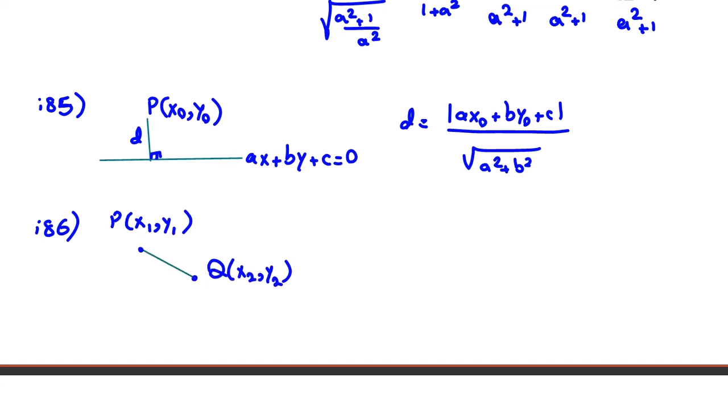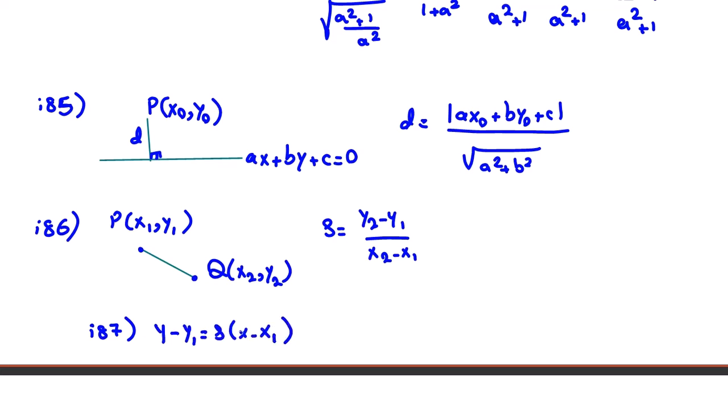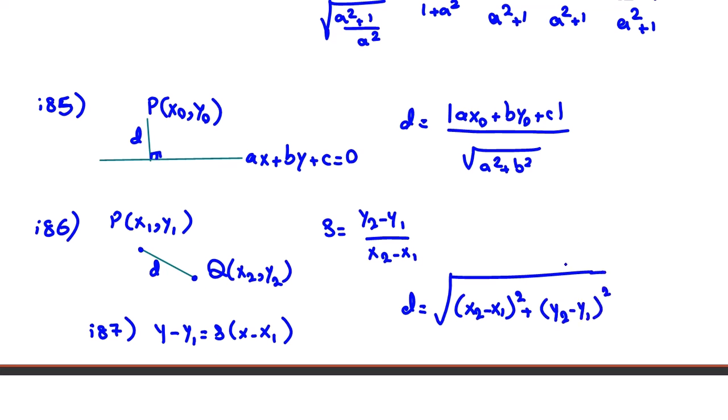If you want to find, at first let me tell you, slope is what? A slope is y2 minus y1 over x2 minus x1. It's idea 86, idea 87. The equation of this line is y minus y1 equals s times x minus x1. And distance of these two points, by Pythagorean theorem, we can say (x2 minus x1) whole squared plus (y2 minus y1) whole squared. Okay, so this is coordinate geometry.